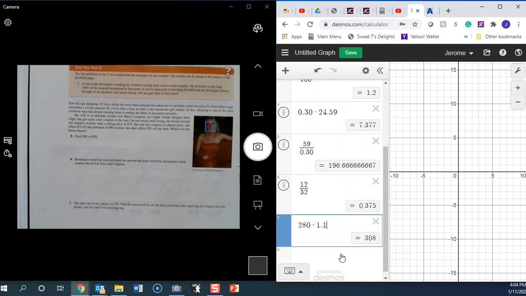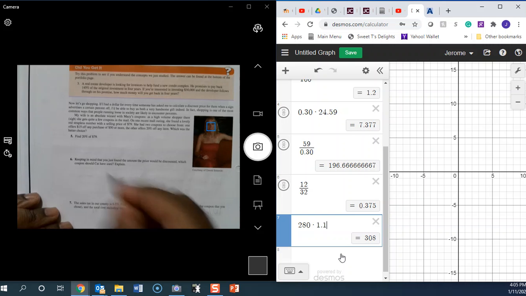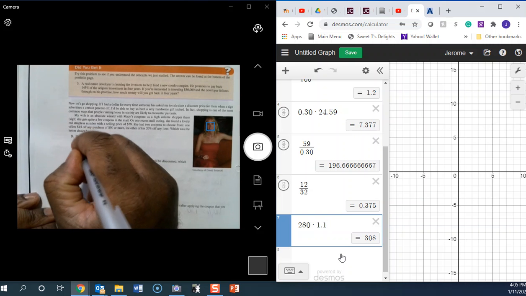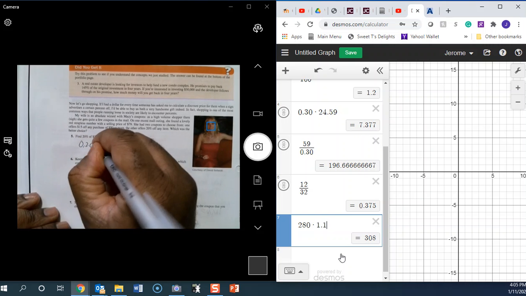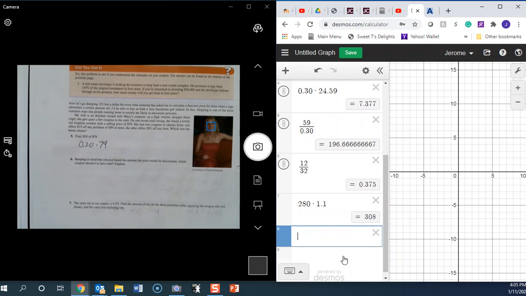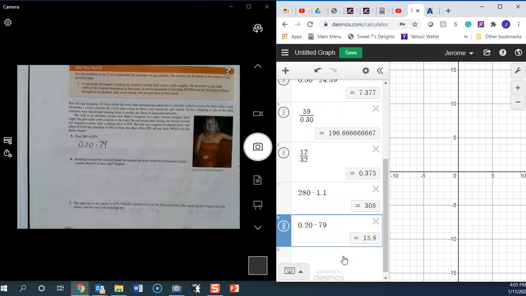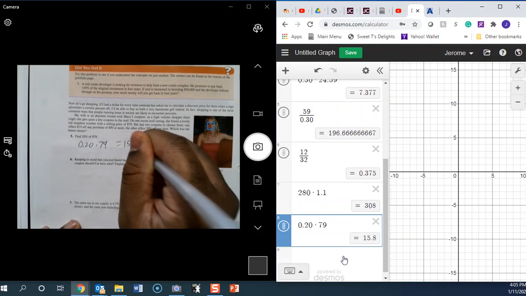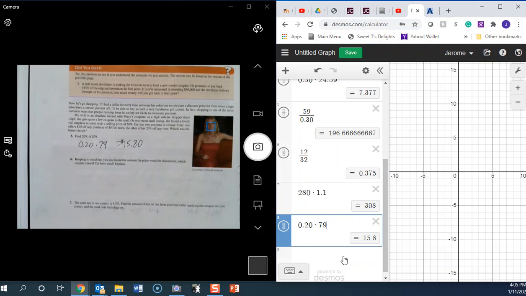One offers $15 off any purchase of $50 or more. The other offers 20% off any item. Which was the better choice? Find 20% of $79. So first we would change this percent to a decimal. So it'd be 0.20 times 79. Now we put this in our calculator. So that would give us 15.8, or basically $15.80.